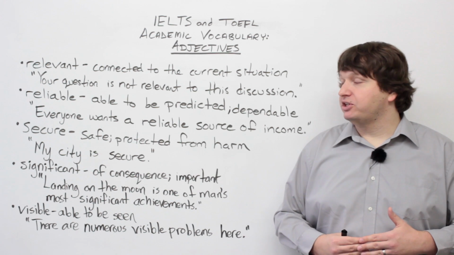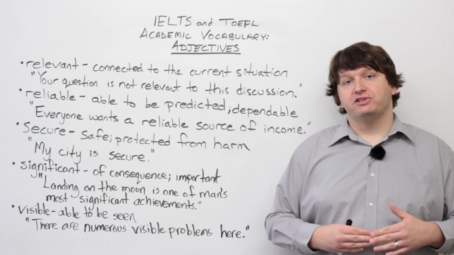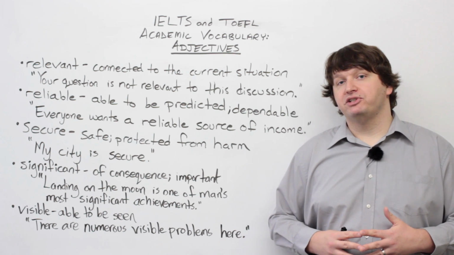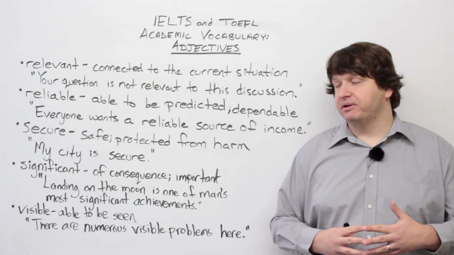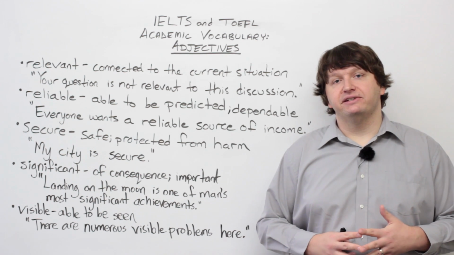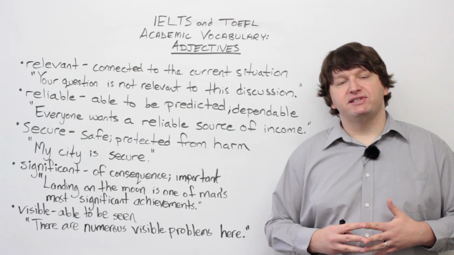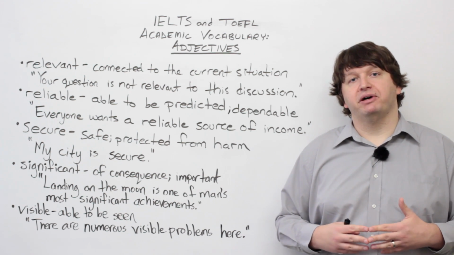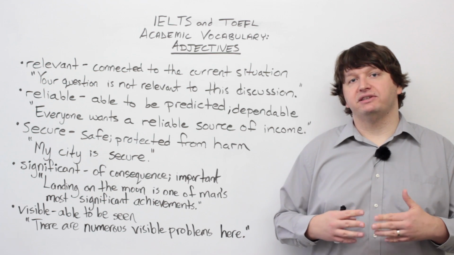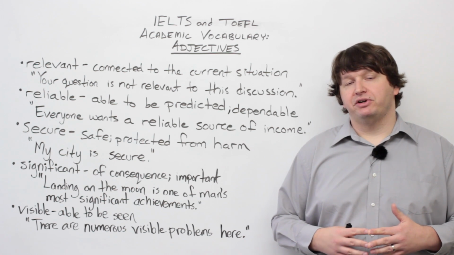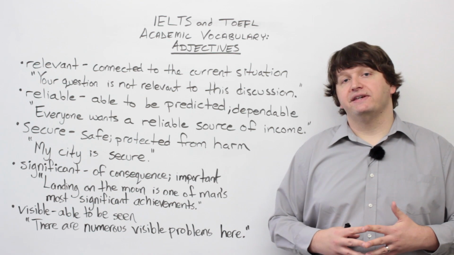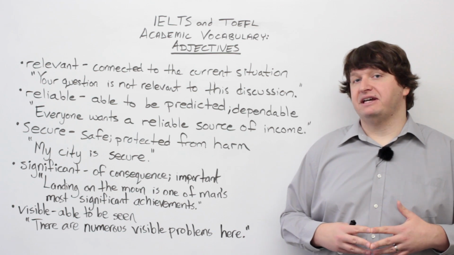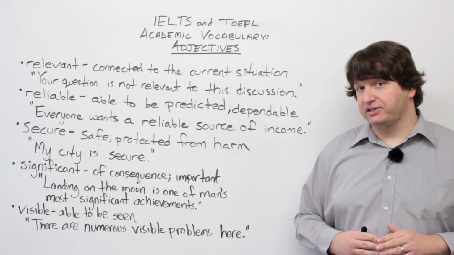The next word is secure. You might know the word security, which is the noun form. Here, we're looking at the adjective, which means safe or protected from harm. So, my city is secure. We don't say my city is security. Remember, an adjective is a word that talks about the quality of something or it describes it in some way. So, you're describing your city. In this situation, you say, my city is secure, not security. My city has security. It is secure.